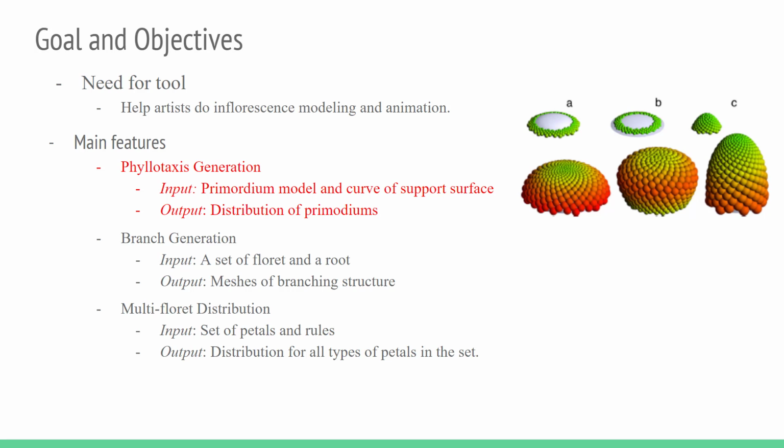We can input primordial models and the curve of support surface, and we can get the different type of the distribution of primordia. The color of the primordia represents the age. The red represents the old one, and the green represents the new one.